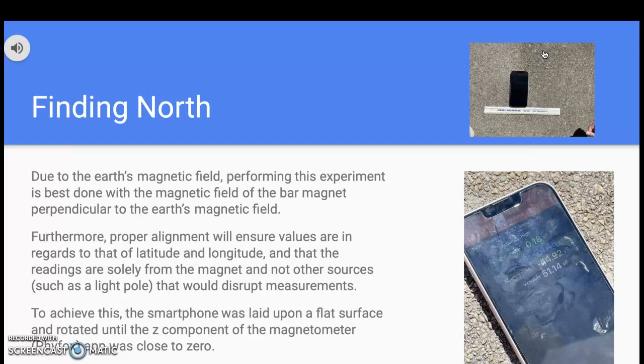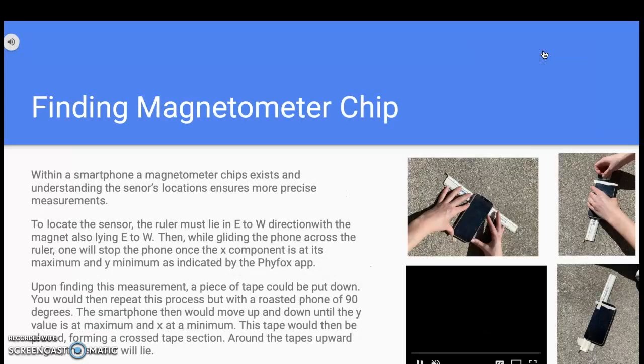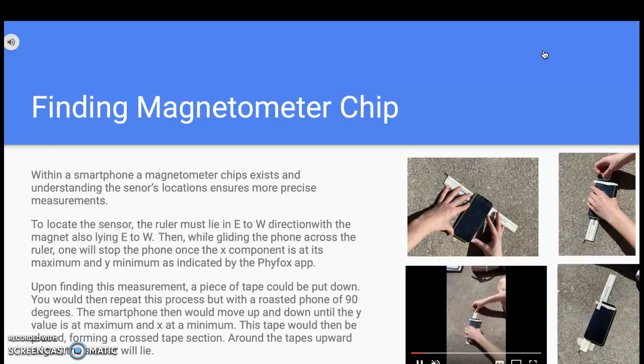For us to achieve this, we had to lay our smartphone upon the flat surface and rotate it until the Z component of the magnetometer was close to 0. To find the location of the magnetometer chip, we placed both the ruler and bar magnet in the east to west direction. To find the sensor along the X direction, we gently slid the phone up and down without rotating it.